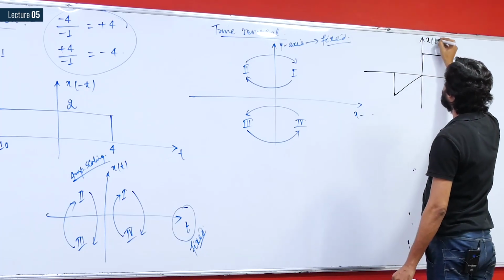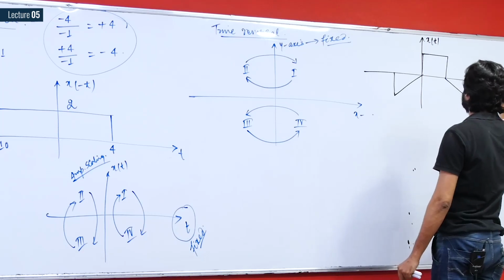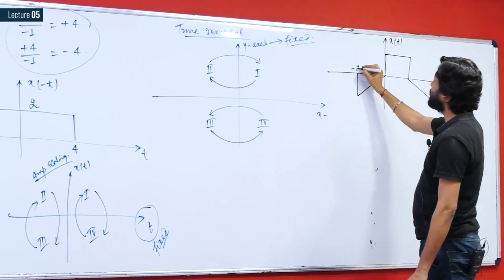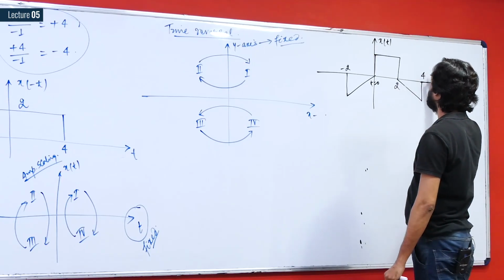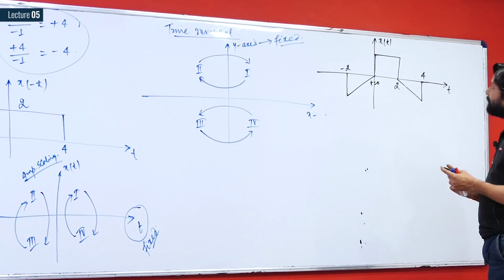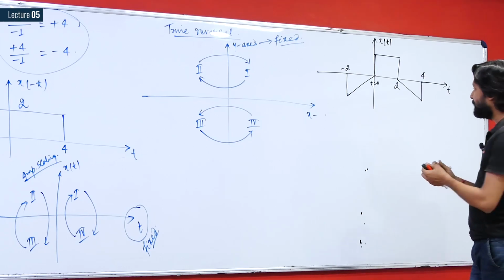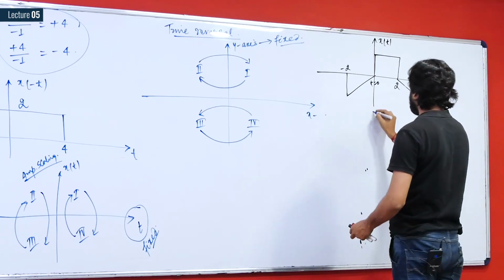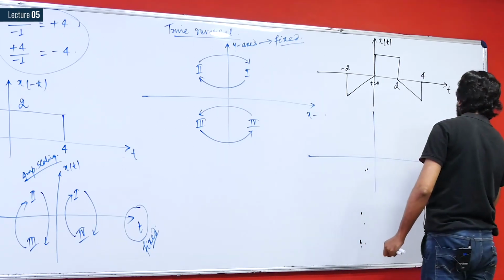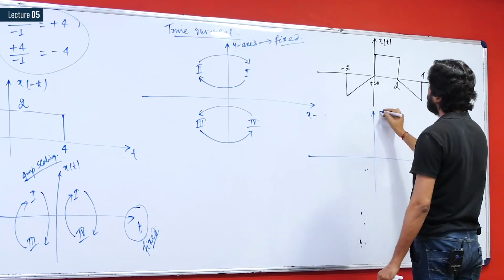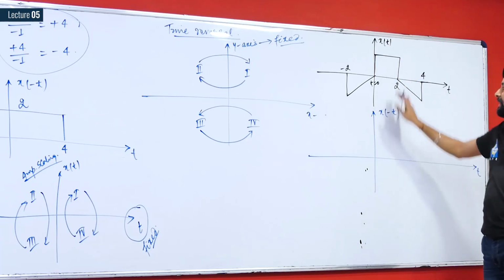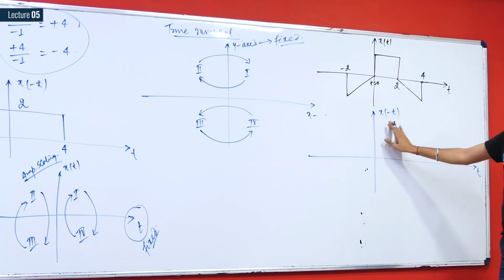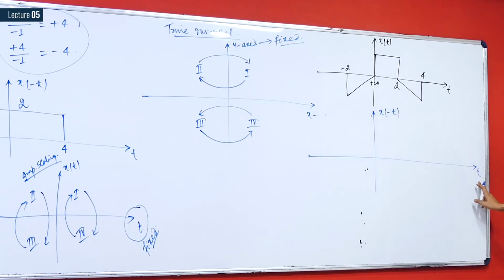Let there be any signal x of t with values with respect to t. Let this point be minus 2, this point t equals 0, then t equals 2 and t equals 4 seconds. If we have to take time reversal on this signal, that is, plot x of minus t with respect to t only, we start from x of t and now try to plot x of minus t with respect to t.